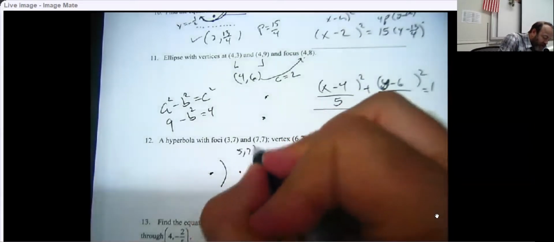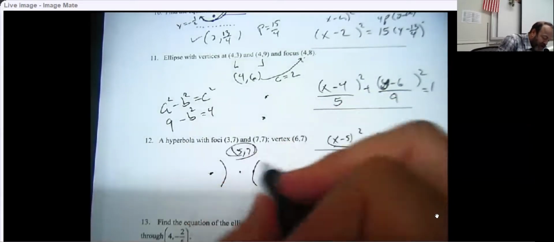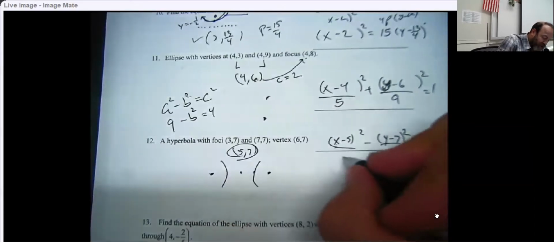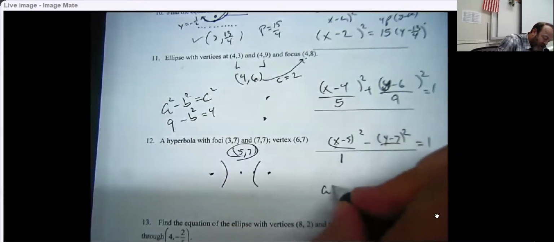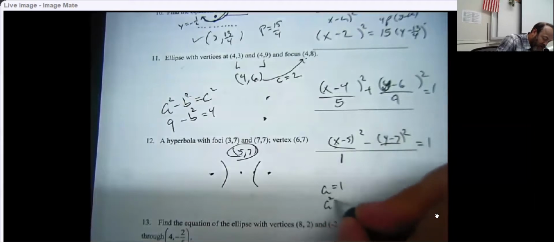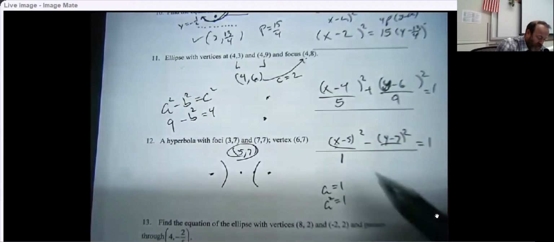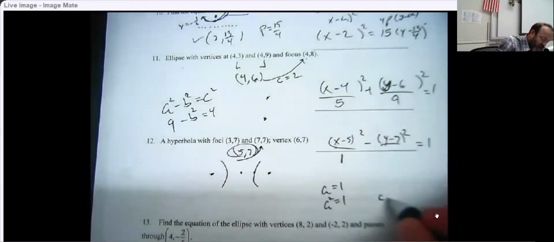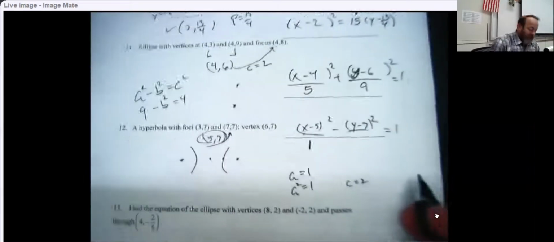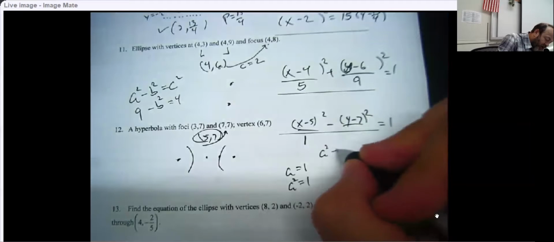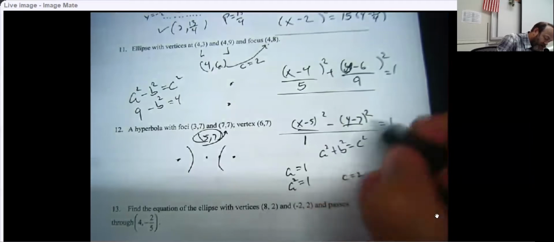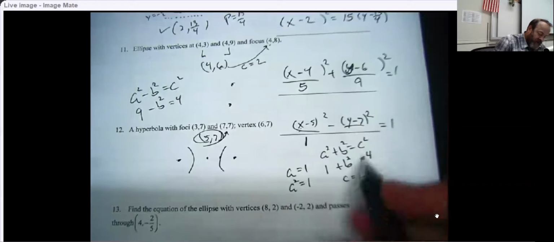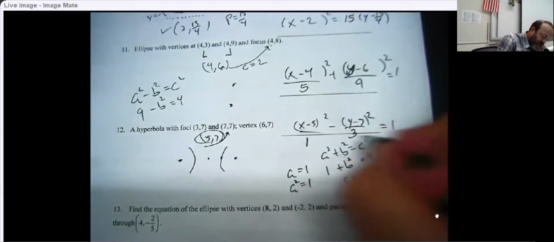So again, this is kind of cool. So 5, 7 is my center and 6, 7 is my vertex. I literally only went over exactly 1 unit. So a is 1, therefore a squared is also 1. I also know that from here to here is 2 units. So I know c is 2. And in a hyperbola, a squared plus b squared is c squared. So a squared plus b squared is c squared, making b squared 3.